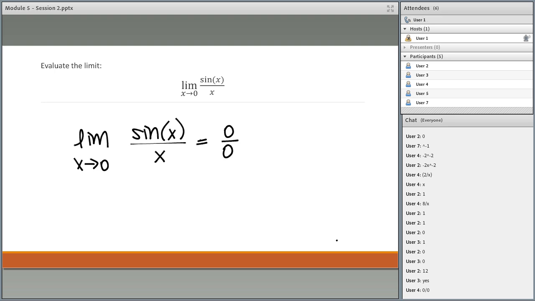And the nice thing about this question is we have a fraction already. So there's really no reason to try to rewrite it using the e to the natural log because we already have a fraction. So I can just directly apply taking the derivative of the numerator and the derivative of the denominator. What happens when I take the derivative of sine x?